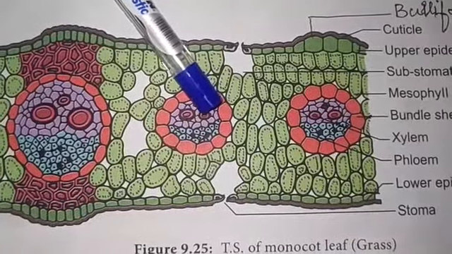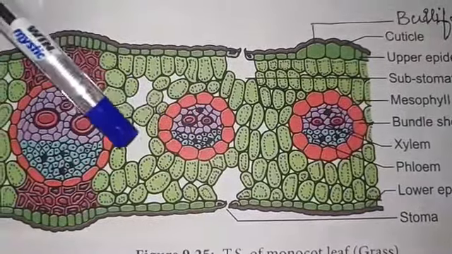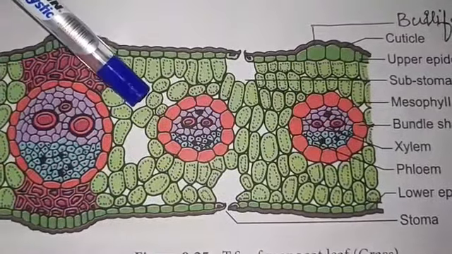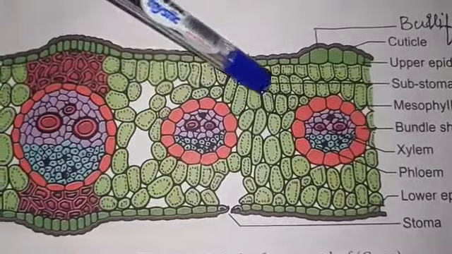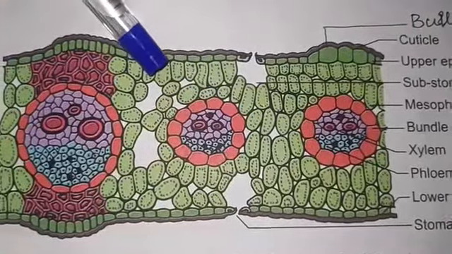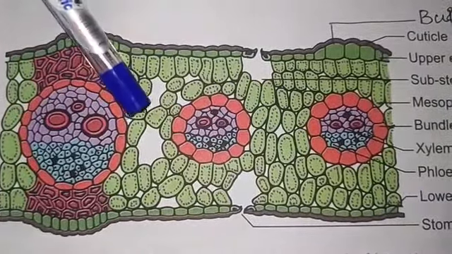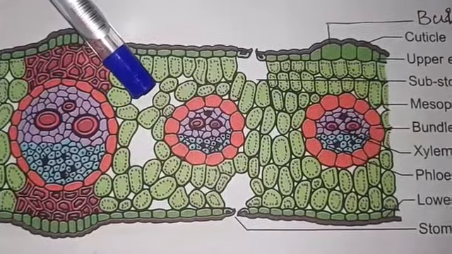The cells are compactly arranged with limited intercellular spaces. They contain numerous chloroplasts. The mesophyll cells contain a large number of chloroplasts. They are tightly packed with only a few air spaces present in it.